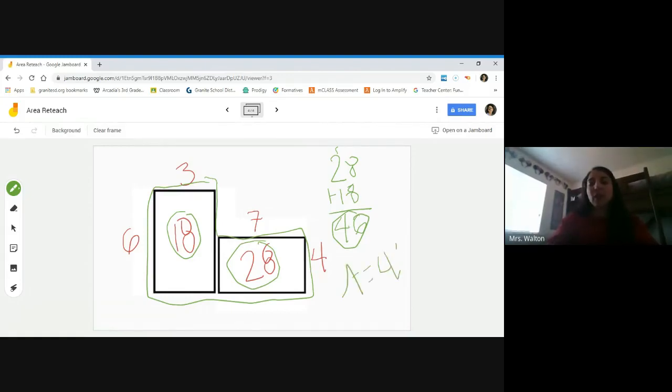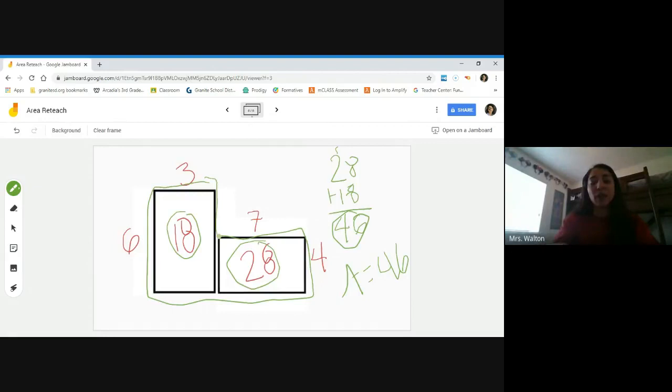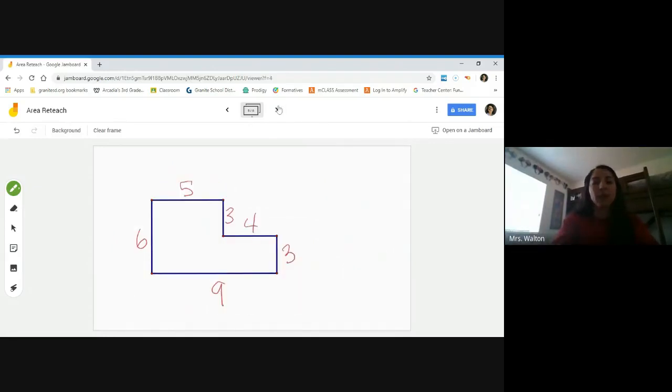So if you notice, what we did is we figured out the area of this rectangle over here and the area of this rectangle over here, and then we added them together. Same thing with this, but instead of the rectangles being very clear as to where they are, like here with this line, you have to figure out where you can divide these two rectangles. So I'm going to make one rectangle right here. So I'm going to break it apart. There's a rectangle right there.